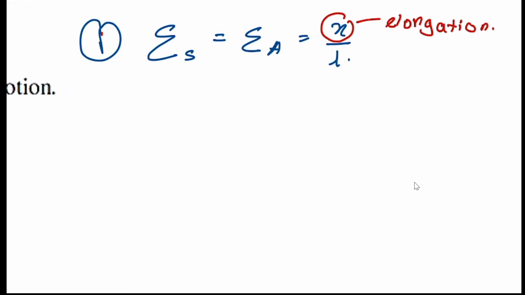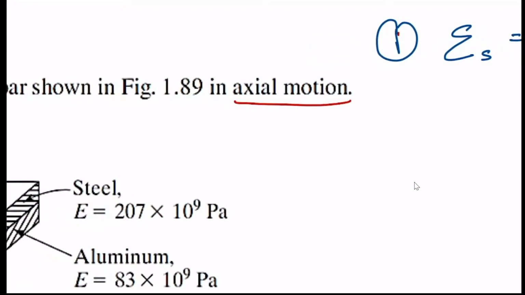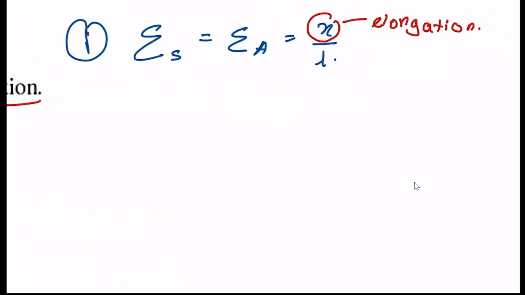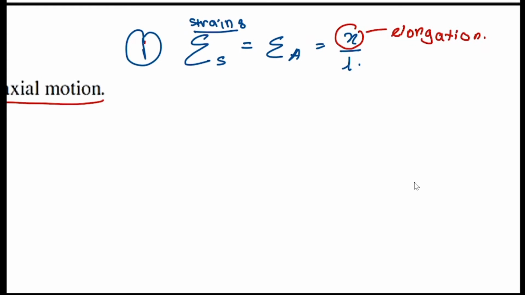Okay, elongation. So remember, this bimetallic bar is undergoing axial motion, right? Axial motion. So there will be elongation of the bar. So remember, the formula for strain is X over L, where X is the elongation. So since both have the same dimensions, the strains for both materials are also the same.